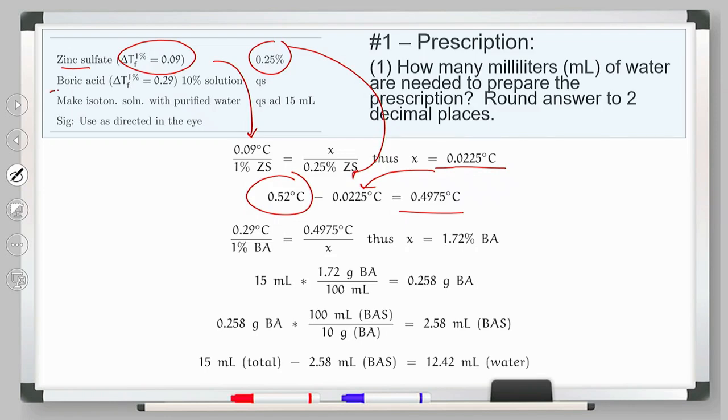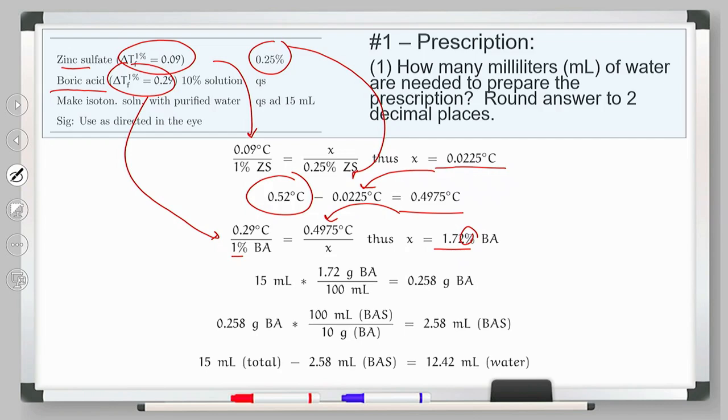What am I using to provide that? Boric acid. So let's take the information I have for boric acid, bring it down here and say 0.29 degrees Celsius for every 1% concentration, equal to what I now know is how much freezing point I need. I need a 0.4975 degree depression over X. And now I'm solving for, and make sure you see that, you're solving for a value as a percent concentration. So when I do the math, 0.29x equals 0.4975, divide both sides by 0.29, I get 1.72% concentration of boric acid.